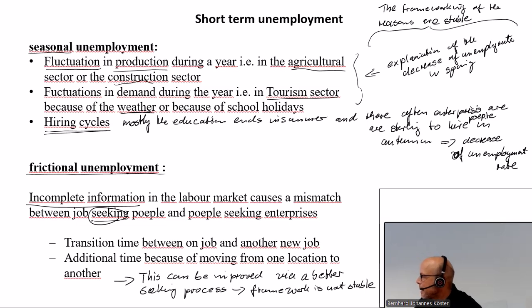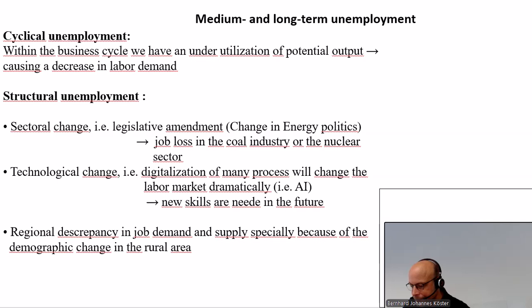And if we later talk about the business cycle, I will come back to these two differences: in this case, we cannot do very much about seasonal unemployment, but we can do something about the frictional unemployment. Yeah, then the cyclical unemployment component. This is due to the business cycle. Topic later.